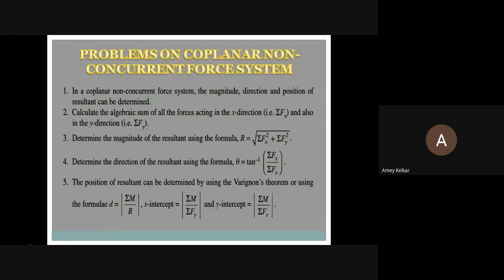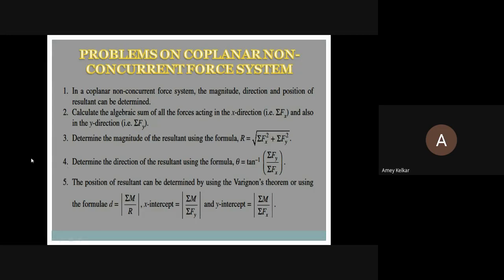Again, I am repeating, till step number 4 there should not be much issue, because up to here we have solved many examples. Only this part you have to remember very properly. X-intercept is summation of moments upon summation Fy, not x. Okay, x-intercept is summation of moment upon summation Fy, and y-intercept is summation of moments upon summation Fx. So this last point number 5 becomes very important here.